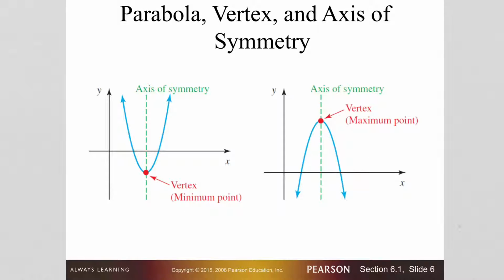This is a page that just shows you where the vertex is. They show you that the axis of symmetry goes through the vertex. If the parabola is right side up, or a smiley face, then you have a minimum point. If the parabola is upside down, then you have a maximum point at the vertex.